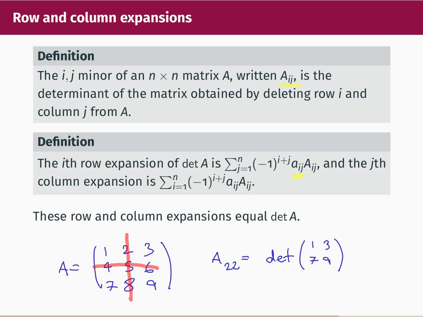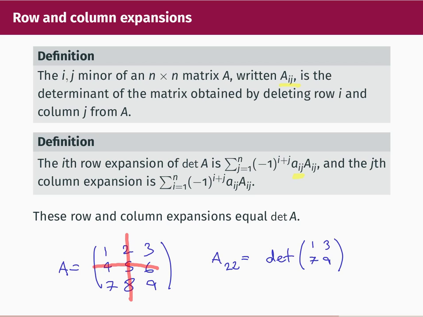Now, the fact which we won't prove here, if you'd like to see a proof, at least in a special case which will be enough to give an idea of how the general case would work, you should look in the online notes. But the fact which we won't prove is that row expansions and column expansions are equal to the determinant of A.